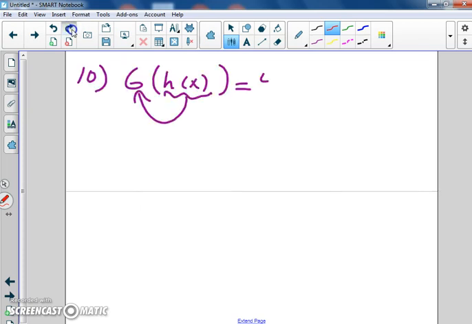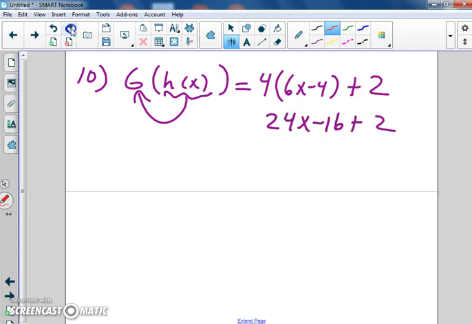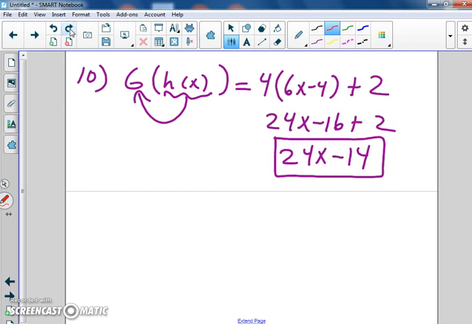G of h of x. All right, now remember what you're going to do. You're going to take h of x and put it into g of x at the x. So you should have 4 parentheses 6x minus 4 plus 2. Distribute the 4. Add the 2 together, combine your like terms. There's your answer, 24x minus 14.